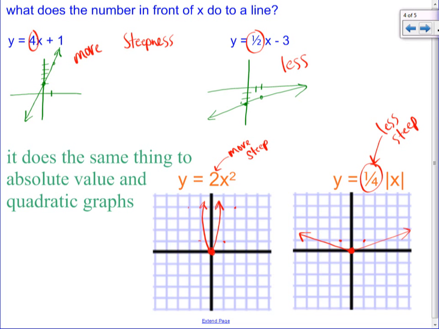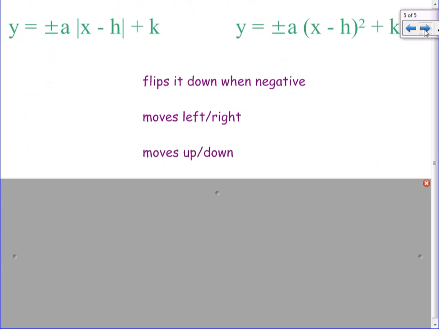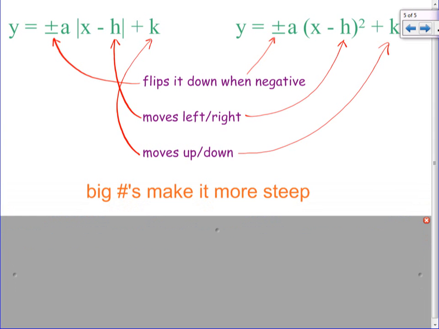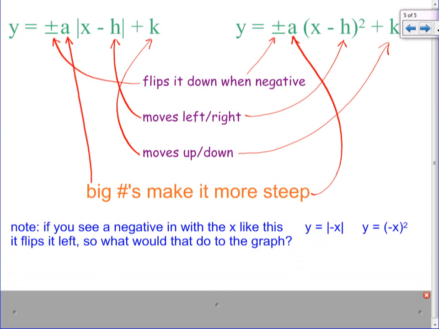Okay, let's summarize everything we've looked at right here. Okay, so this flips it down. This moves it left and right. This moves up, down. And then big numbers make it more steep is the last one. Okay, so this is kind of your roadmap telling you what each of the numbers mean.